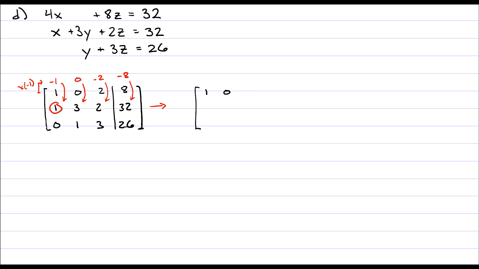First row stays the same. Middle row becomes 1 minus 1, which is 0. 3 plus 0, which is 3. 2 minus 2, which is 0, and 32 minus 8, which is 24. And then the third row stays the same.